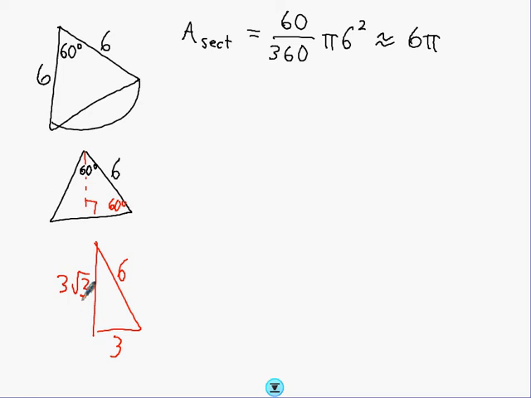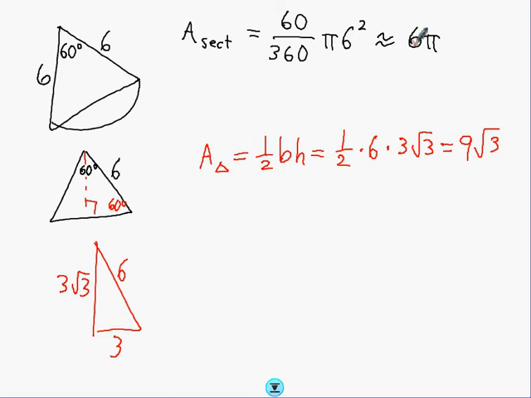Okay, I can find the area of this triangle based on this. The area of a triangle is 1/2 base times height. 1/2. Well, the base of this triangle, if that part's 3, the entire side is 6, and the height of the triangle is the length of the long leg, which is 3 square root 3. This simplifies to 9 square root 3. So I've got the area of my sector and the area of my triangle. Now I can find the area of one segment.